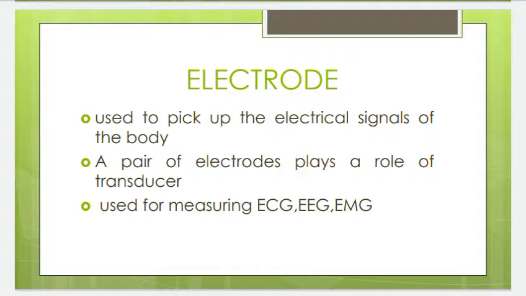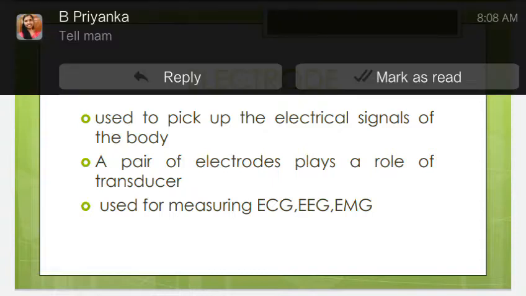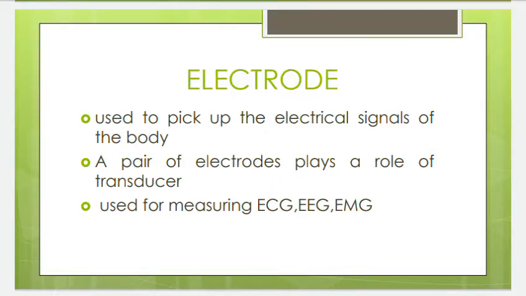The electrodes are used for measuring. What are the things we are going to measure using these electrodes? We are measuring the body signal. What are the signals? ECG. What is ECG? Electrocardiogram. Next, EEG. What is EEG? Electroencephalogram is used to measure the brain signal. Then, what is EMG? Electromyogram. What is the use of electromyogram?